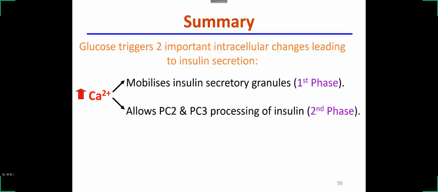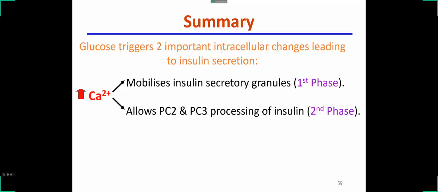Now, just to summarize, when glucose binds to the GLUT transporter and enters, two very important intracellular changes occur which lead to insulin secretion. First, you have metabolism of glucose, release of potassium outside of the cell, depolarization of the membrane, and then intracellular movement of calcium from the outside to the inside.